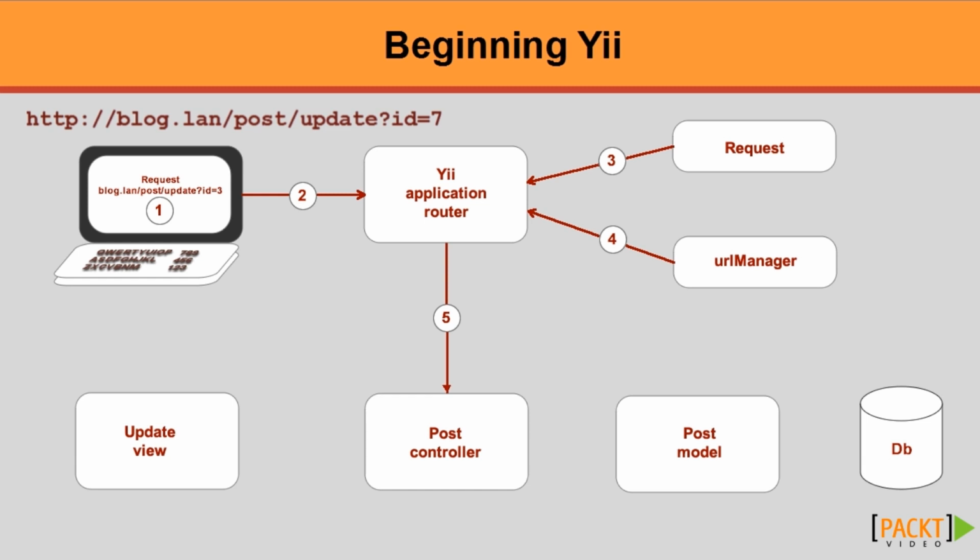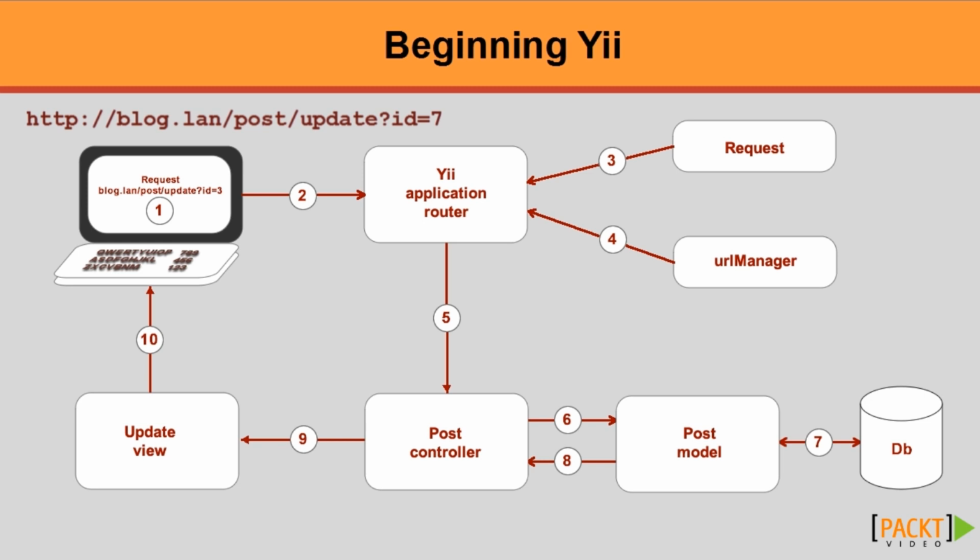The post controller creates an ActiveRecord class for a post model and calls the ActiveRecord findByPrimaryKey method. The AR instance accesses the database and loads the record with a primary key of 7. The controller retrieves the populated AR instance, and then it calls the update view, passing the AR model instance with it. The update view renders the HTML using data from the AR model instance and outputs completed HTML back to the user.